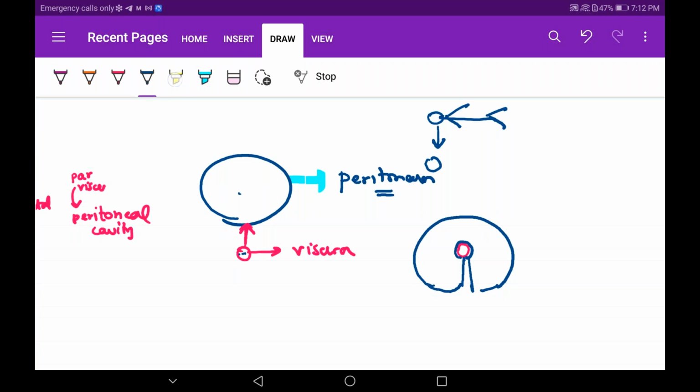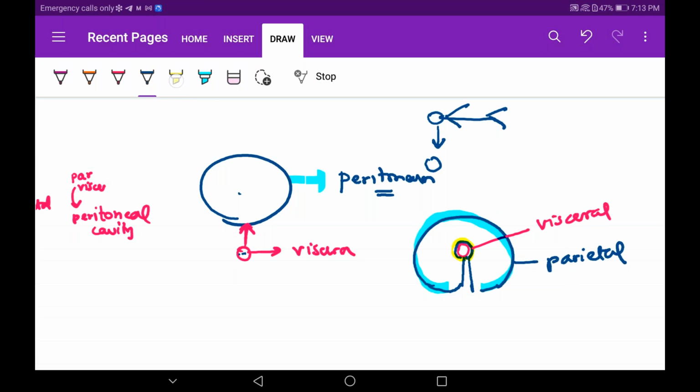Till now you have understood, right? What are the names of the parts? The part which is covering the viscera is nothing but our visceral peritoneum. And the part which is not covering the viscera and is only covering the rest of the abdominal wall, we give the name parietal peritoneum.